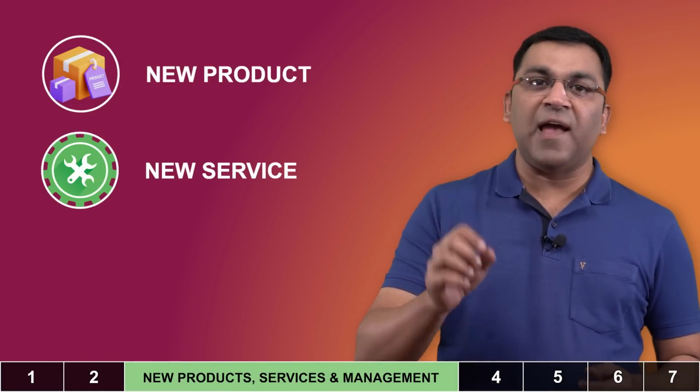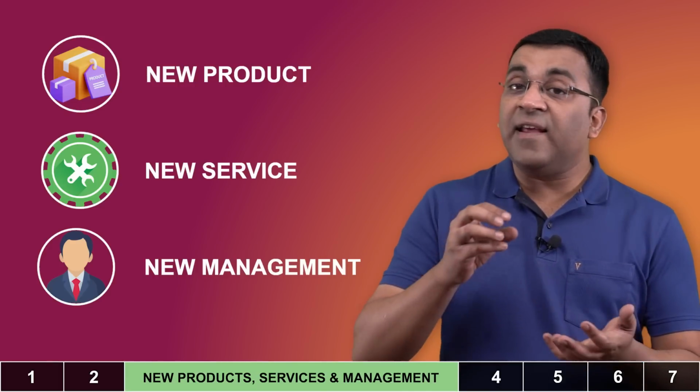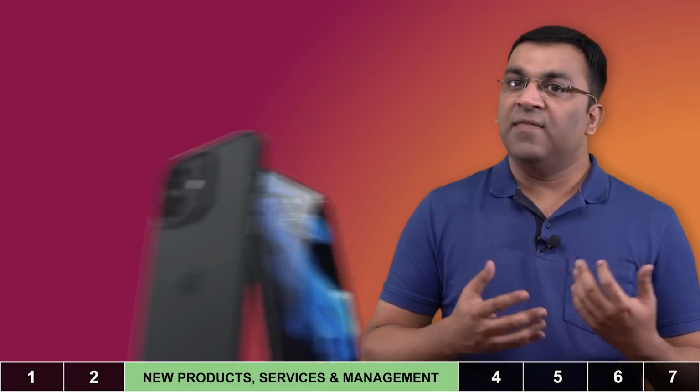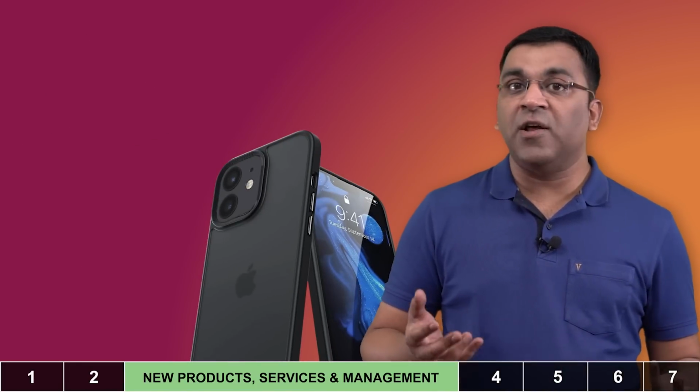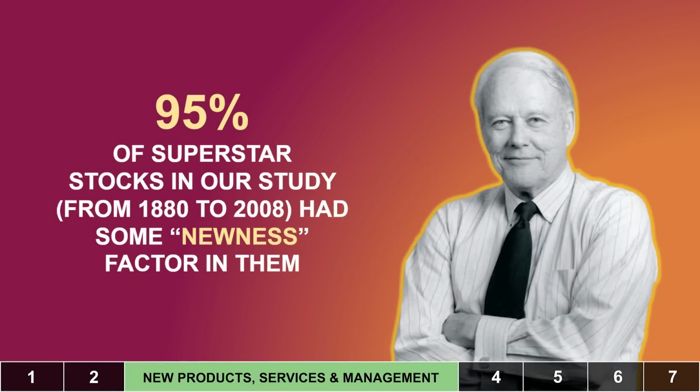Then comes the letter N, which stands for new, and it means new products, new services, and new management. The point William O'Neill wants to emphasize is that it takes something new to produce any kind of great advancement in a stock. This can be in the form of an innovative product or the creation of a new market, a massive change in government policies, a new technology, a new CEO, etc. O'Neill's studies show that 95% of the superstar stocks in the last century had some newness factor that helped them reach massive heights.